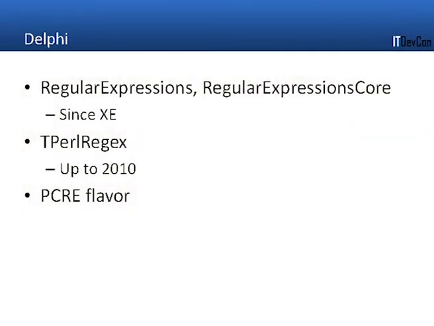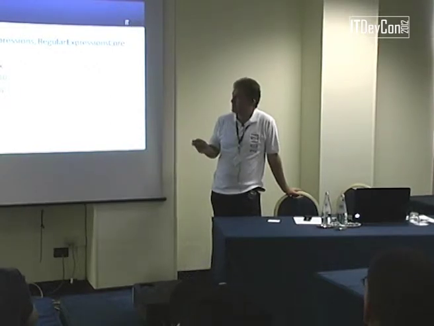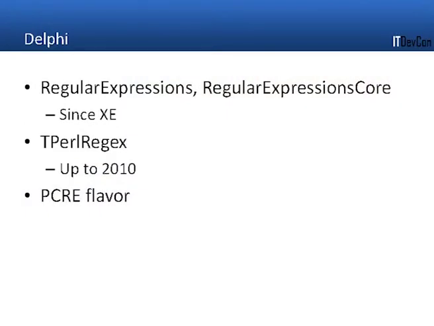As I said, Jan wrote the TPerlRegEx component back in, I don't know, Delphi 5 times, something like that. It was supported up to 2010, in XE, not in XE2, in XE. It got included in the standard runtime library because Embarcadero licensed it. So after XE, you don't need this add-on. Before XE, you need this component which you drop on the form. The behavior is very similar to the new behavior.